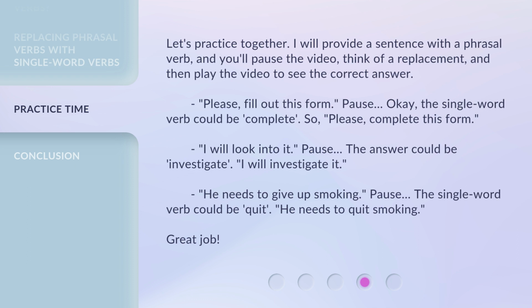I will look into it. Pause. The answer could be investigate. I will investigate it. He needs to give up smoking. Pause. The single word verb could be quit. He needs to quit smoking. Great job!